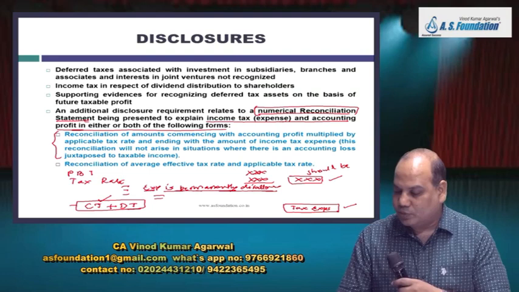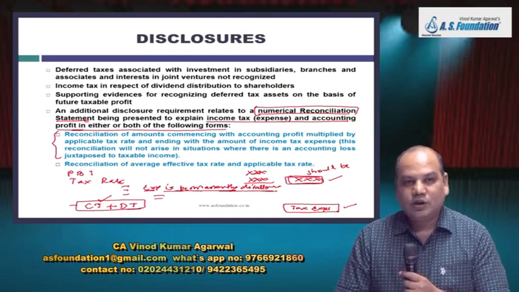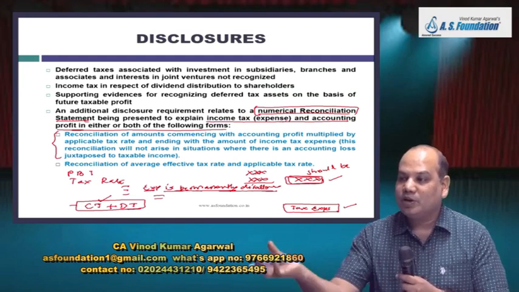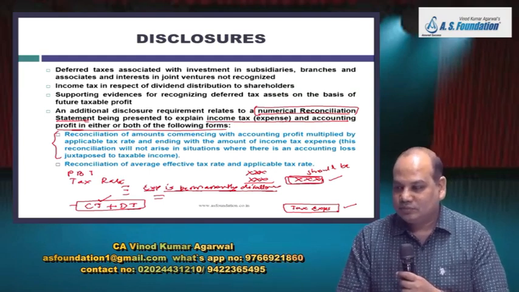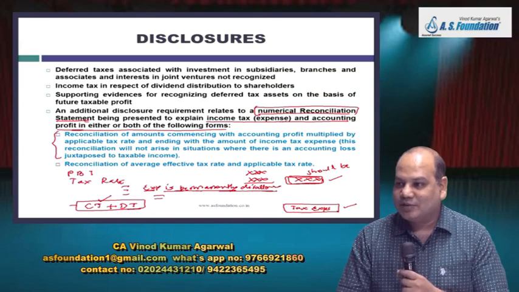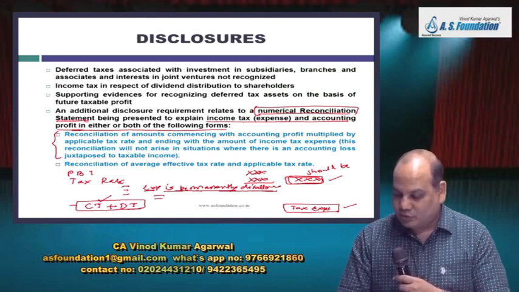Or another example could be PBT into tax rate 30%. But it is possible some item of income may be taxed at a higher rate. Some item may be taxed at a lower rate. So that also you can write.